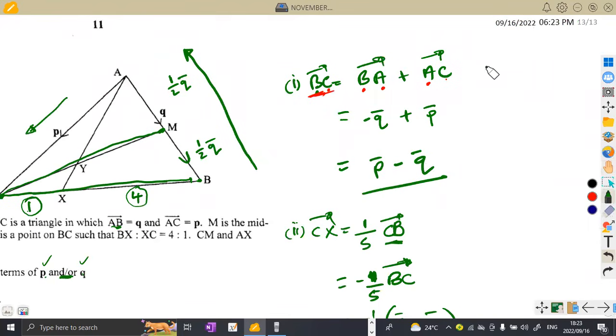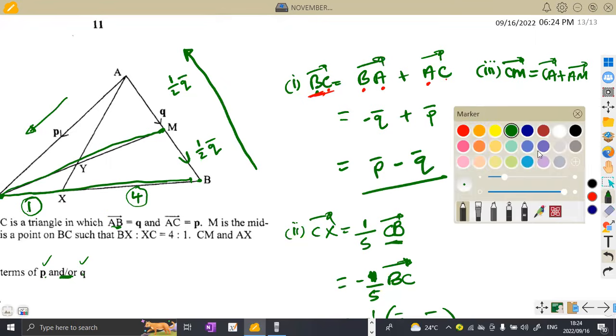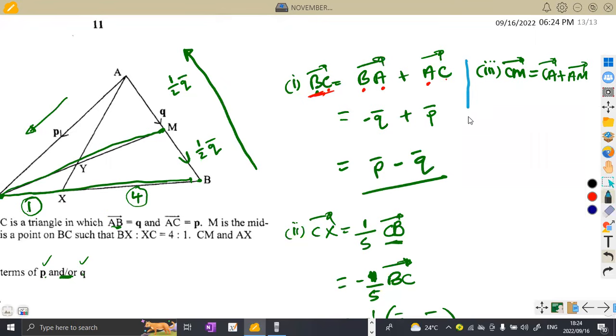So this is item 3. All right, so I'm going to take CM as from C to A, then A to M. So it's going to be CA plus AM. Okay, so that is our vector CM. So that means in this case, let's just divide a little bit here. So we are going to have our vector CM, which is equivalent to CA.